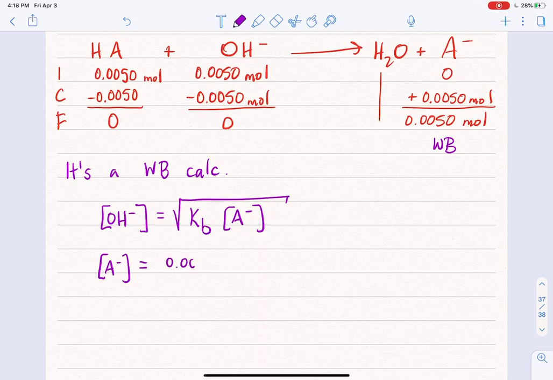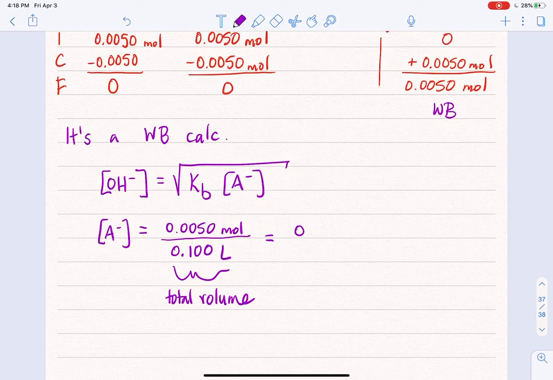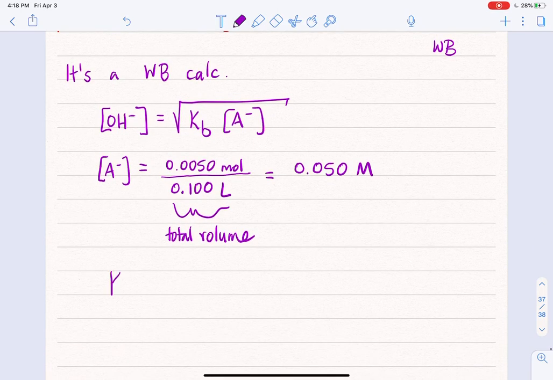So I have 0.0050 moles of the weak base at this point in the titration. And the total volume should be 100 milliliters. And the reason for that is I've added 50 milliliters to the original 50. So the total volume of my solution should be 100 milliliters or 0.1 liters. So the concentration of weak base should be 0.05 molar.